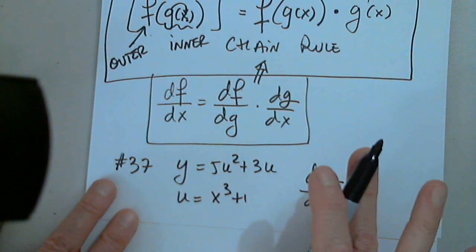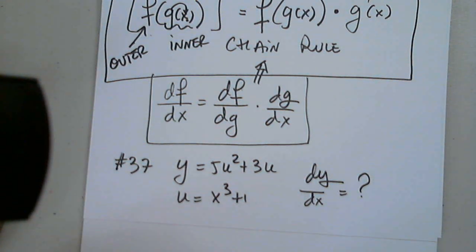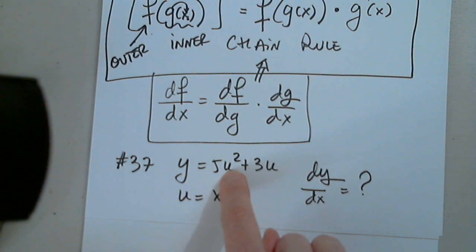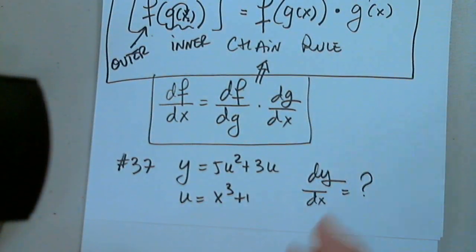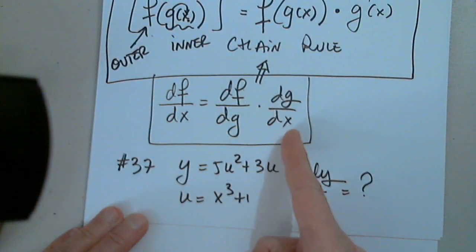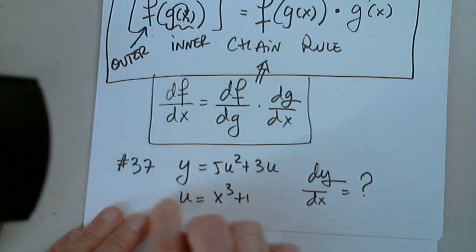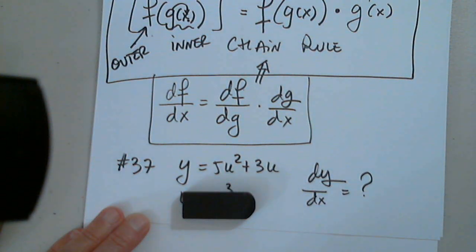So the question is dy over dx. I have several ways. You can say, well, just plug it in. Put u in here and square it. Put u in here and multiply by 3, and then differentiate this. Fine. It's absolutely allowed and perfect. But I want to practice this. So for now, look what happens.